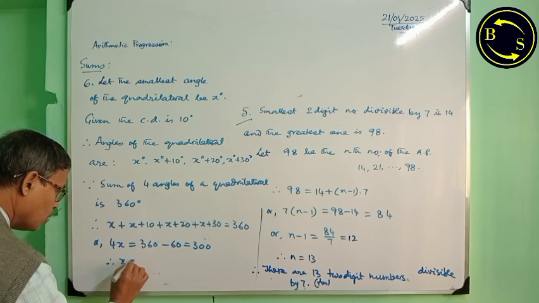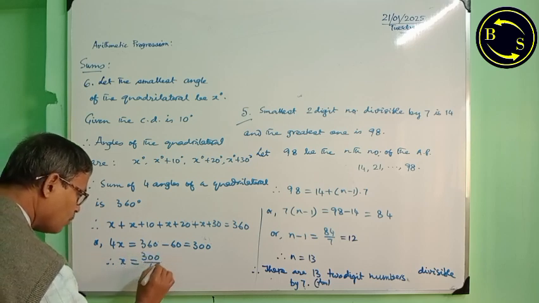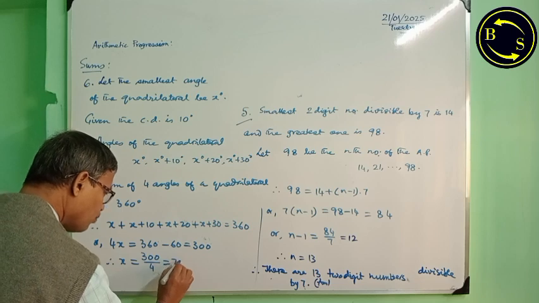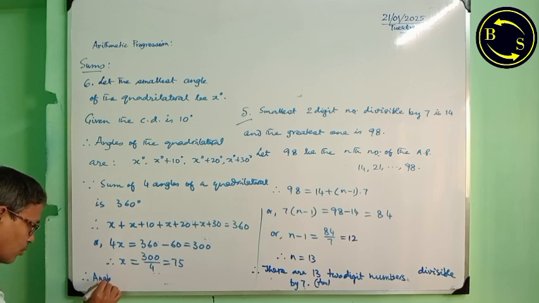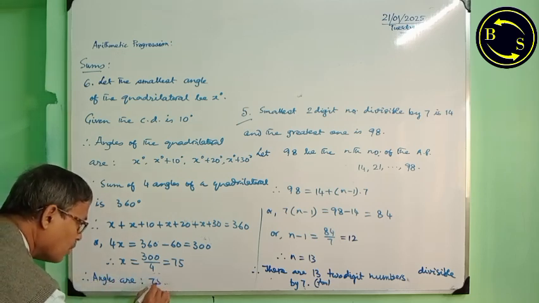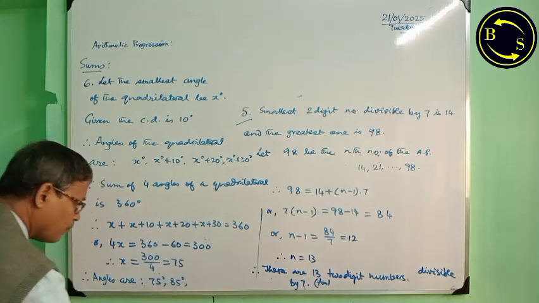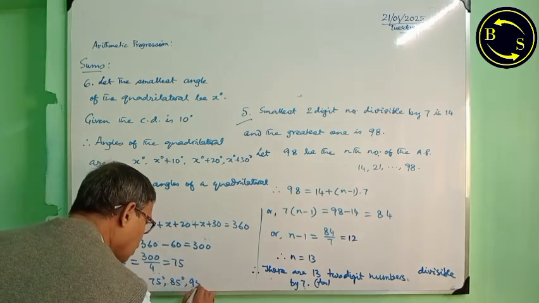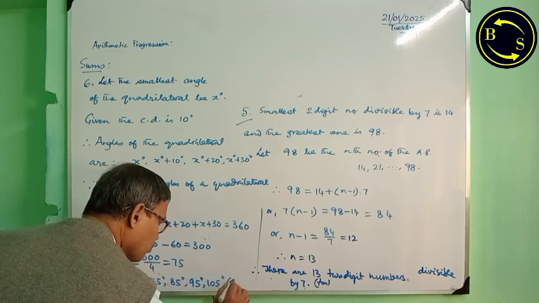Therefore, x is equal to 300 by 4, 75. Therefore, angles are 75 degree, 85 degree, 95 degree, 105 degree.